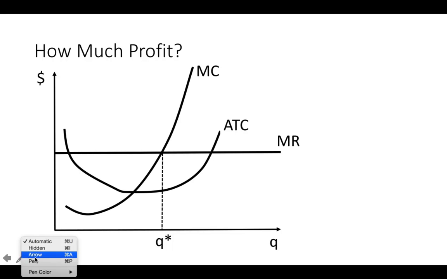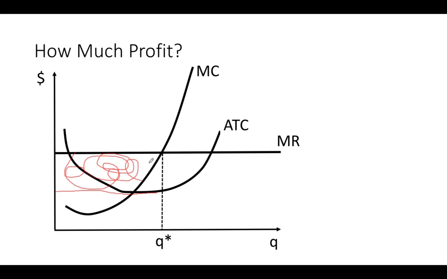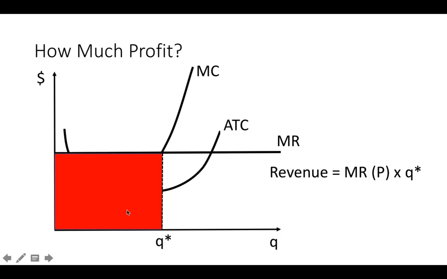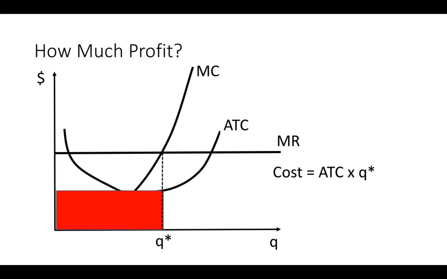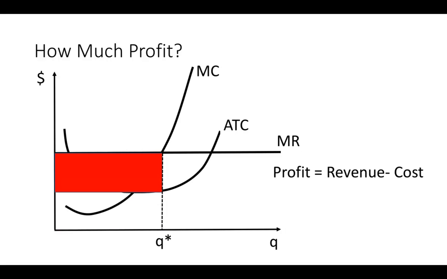So now we can draw in what the profit would look like. This would be the profit, the difference between the total revenue, from which you subtract the cost. So there's your revenue, which we saw a moment ago. Here's the cost. And then here is the profit, or the revenue minus cost.